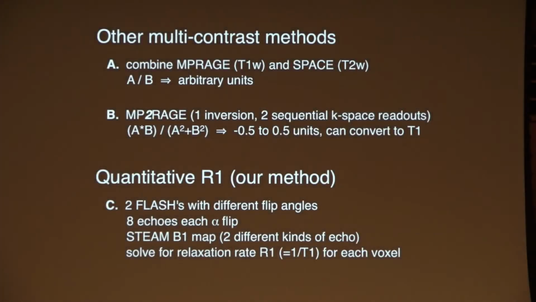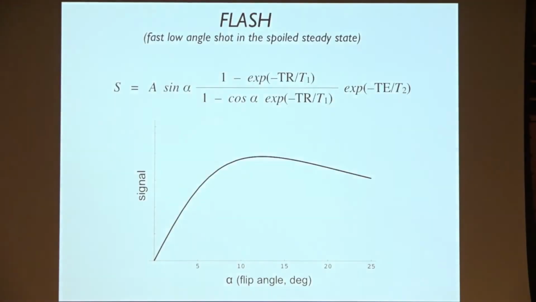So there are several ways of doing this. One that got popular with Van Essen and the HCP was to divide T1 by T2, but that's kind of a little grody and messy. So there's MP2RAGE, where you can collect two sets of k-space data after one inversion and do some computations. Or you can do our even more complicated one, which I'll take you through.